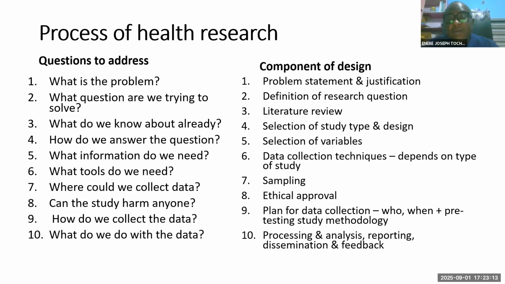Then it means I have to select a good study design. Now, what information do we need? So we have to select variables that we need to test. Okay? Now, what tools do we need? It means that we're talking about data collection techniques, depending on the type of study. Now, on the seventh question, where do we collect this data? It means that you have to do sampling. So when you sample the community, you now know where you want to get your data from.